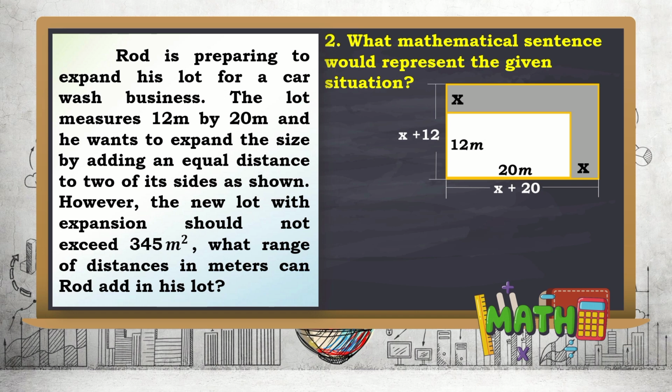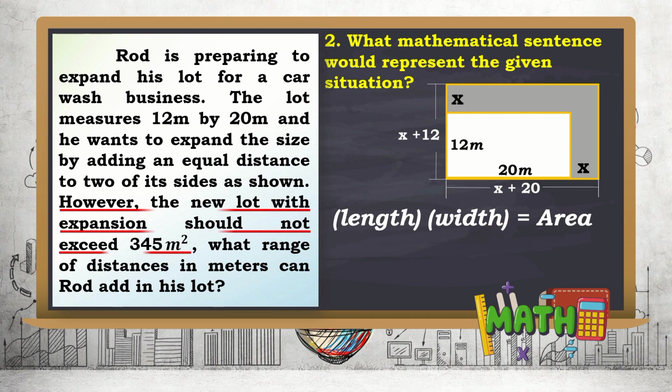Number 2. What mathematical sentence would represent the given situation? The area is computed by getting the product of the length and the width. But it says here that the new lot with expansion should not exceed 345 square meters. So we have (x + 20)(x + 12) is less than or equal to 345.